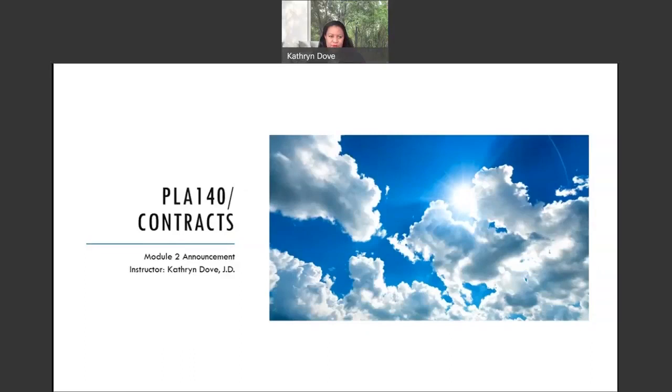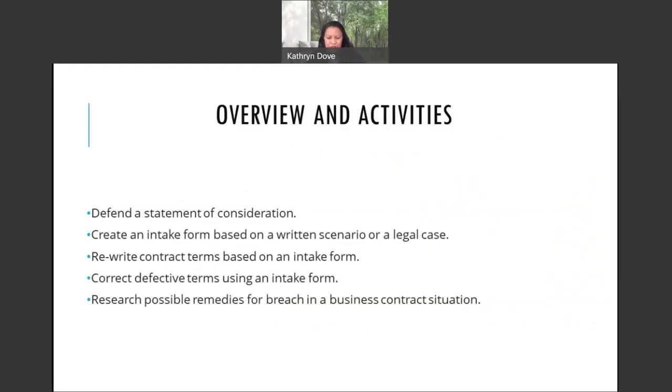This week, we will be having an introduction to the Uniform Commercial Code. We will also be looking at a statement of consideration, one of the elements of a valid contract. We will learn how to create an intake form based on a written scenario or a legal case. We will rewrite contract terms based on an intake form. We're going to learn how to correct defective terms using an intake form.